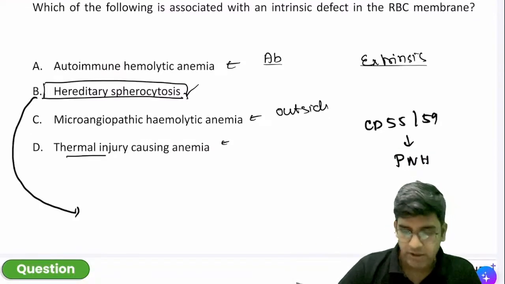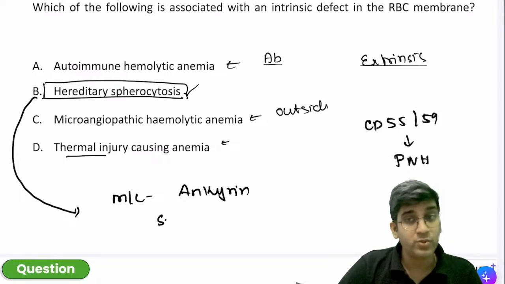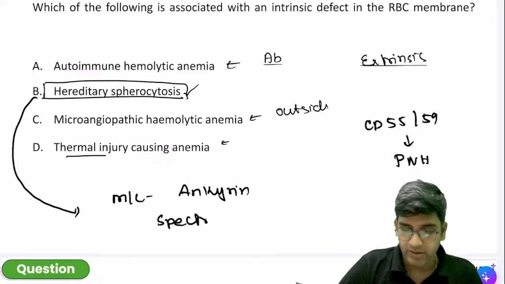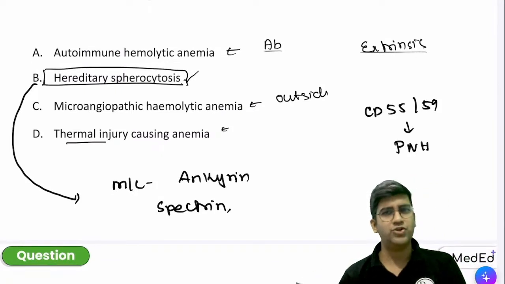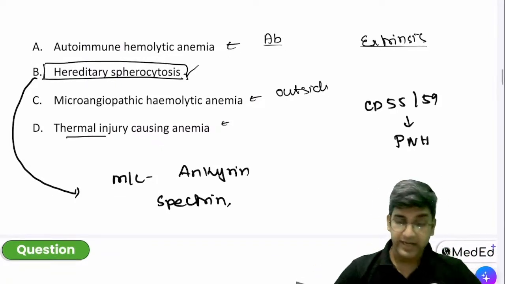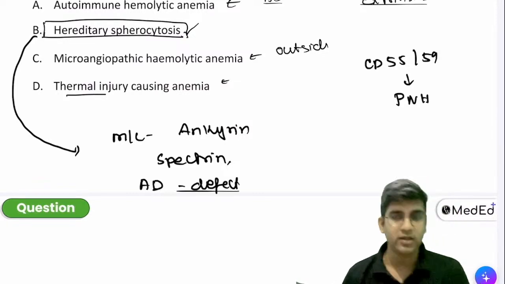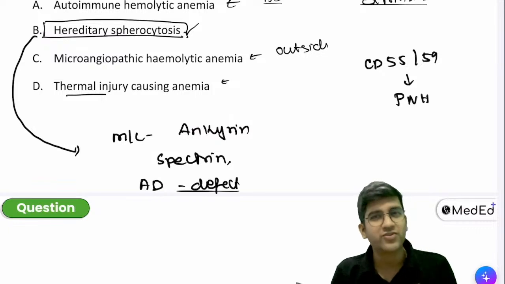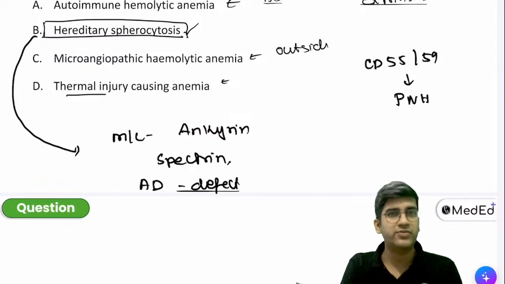In HS, the most common mutation is ankyrin. Okay, you can have mutations in spectrin. These are the most common mutations, in ankyrin. If you remember that, that should be more than enough, right? So hereditary spherocytosis is an autosomal dominant disorder. And we will look at how a spherocyte looks very soon, right? So the intrinsic defect is only spherocytosis. It's a defect of the cell membrane of the RBC.